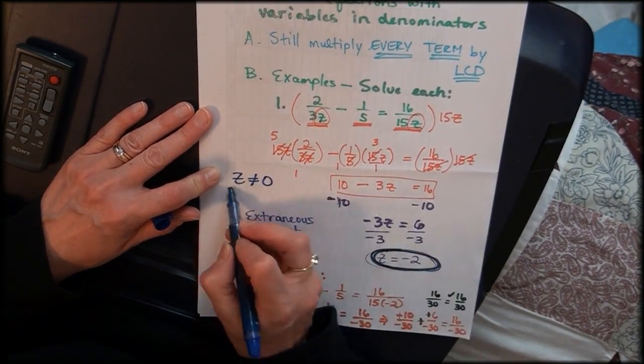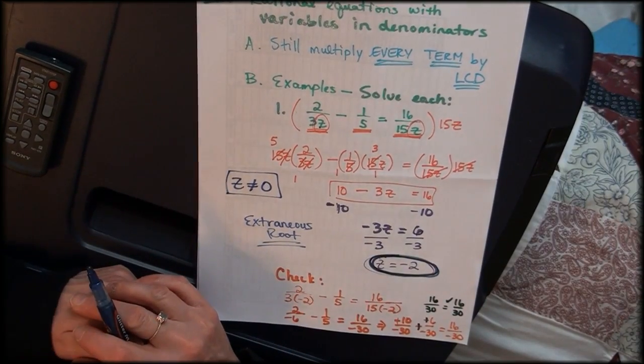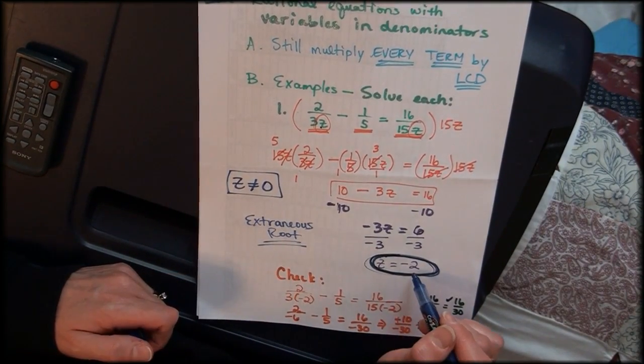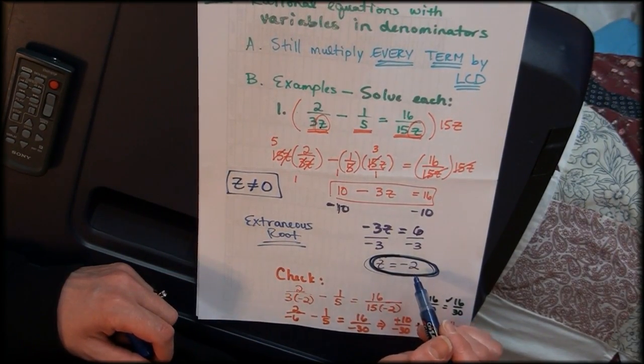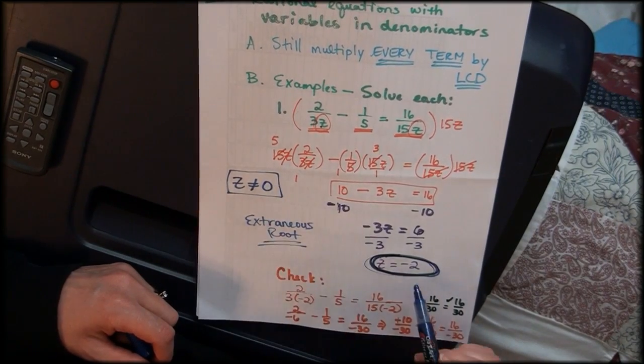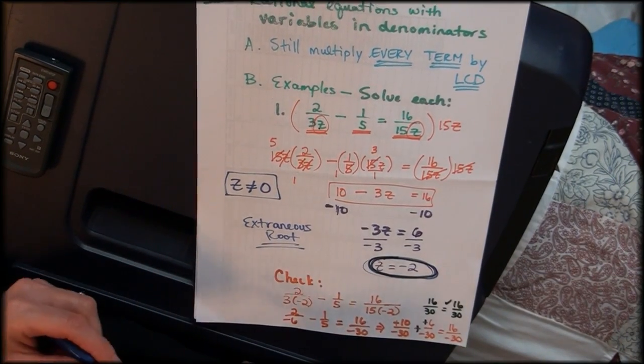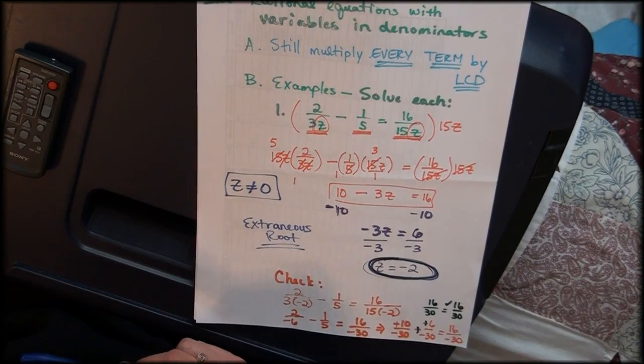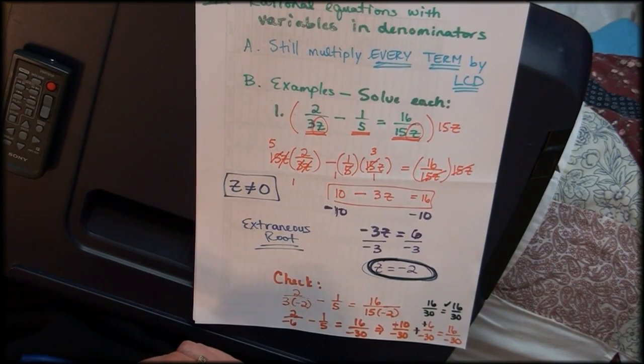So z cannot be 0. That's the restriction on the domain. But you can see that the answer that we got is not a 0. It's a -2. So this answer, in fact, really is a good root. It's not an extraneous root. It's an answer that definitely will work.